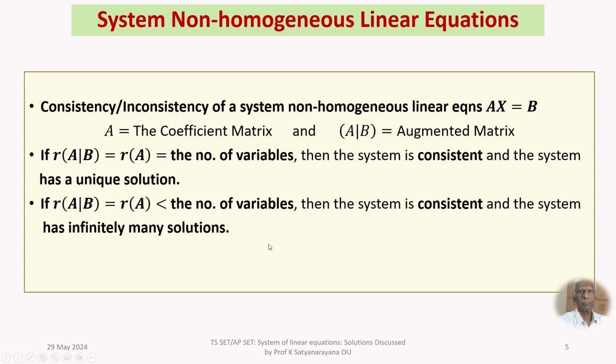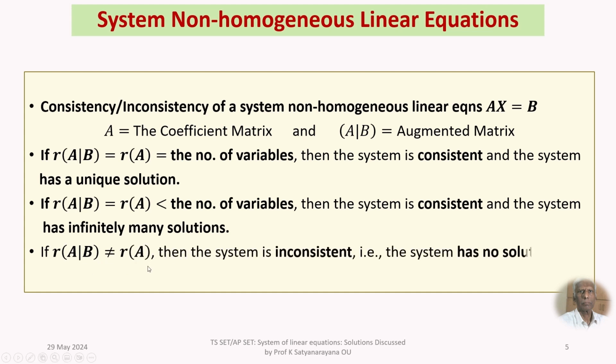If the rank of [A|B], the rank of the augmented matrix, is not equal to the rank of the coefficient matrix, then the system is inconsistent. That means it admits no solution. So if the rank of the augmented matrix is not equal to the rank of the coefficient matrix, the system is inconsistent, that is, the system has no solution. So remember this, and we will now discuss 3 questions that have appeared in TS SET and AP SET examinations.